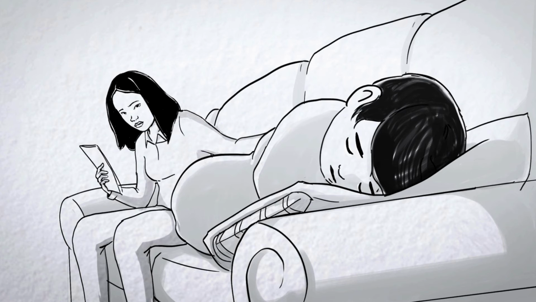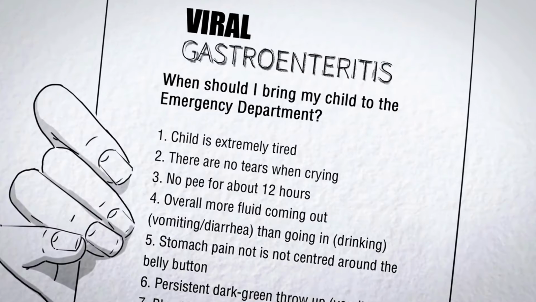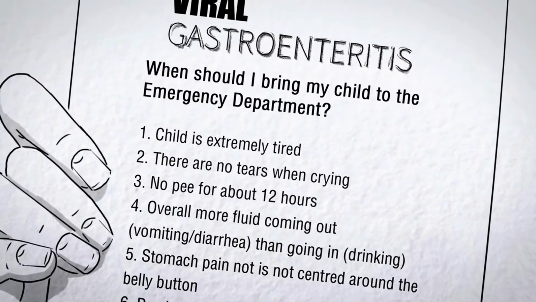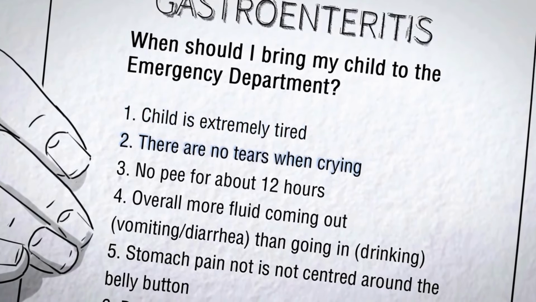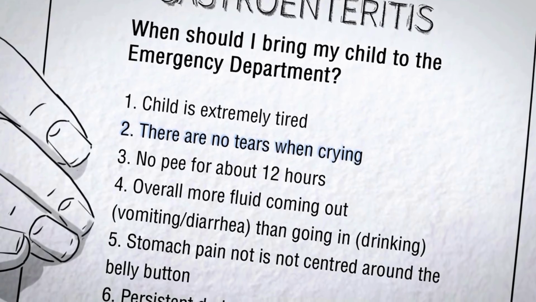Stool cultures, ova and parasite tests, antigen detection, and fecal leukocyte evaluation can pinpoint the organism. Don't forget to check CBC and electrolytes to gauge the severity and dehydration.